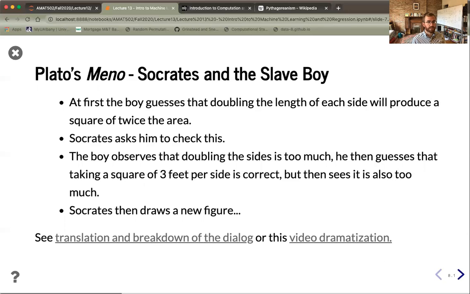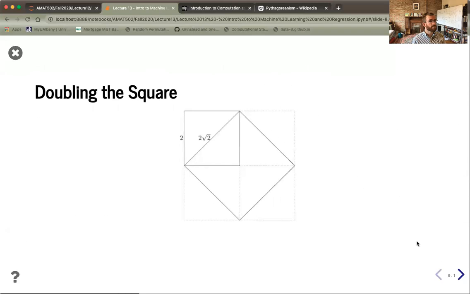Socrates then draws a figure, and he does this. He makes the observation that if I give you this square, which has 2 feet on each side, then the way to double the square's area is to create a new square whose edge length is the diagonal of the previous square. And you can just see by counting, well, this has half the area, but now we have 4 halves of the area of the original square. And we've thus accomplished our task of doubling.